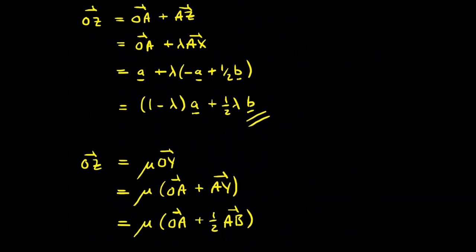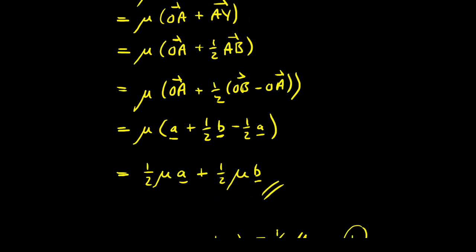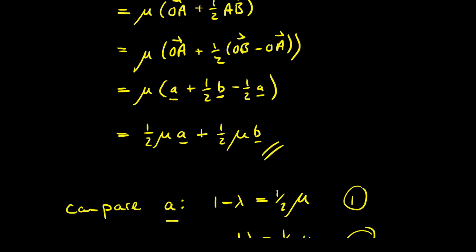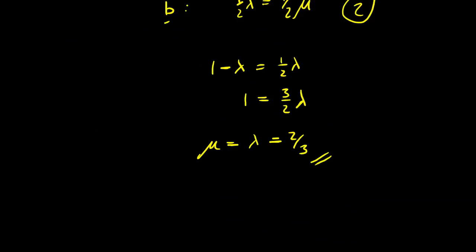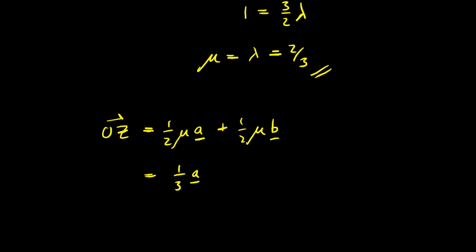Then part D is we want to find the vector OZ in terms of A and B. We can use either of our two vectors here. It's best to use this one, I think. So it's a half mu A plus a half mu B. We can say OZ is equal to a half mu A plus a half mu B. And mu is equal to 2/3. So a half times 2/3 is a third. So we get a third A, and the same thing here, a third B. So OZ is a third A plus a third B.